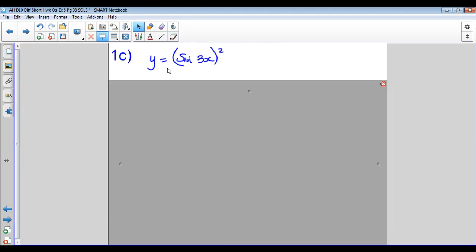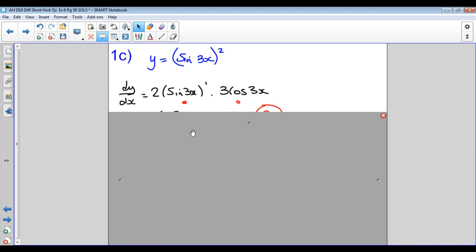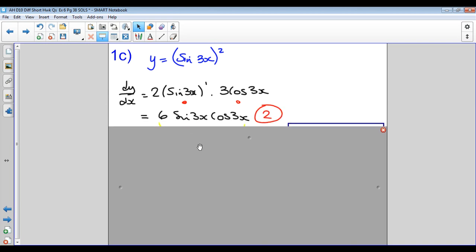This one here, just bring the 2 down to the power of 1 and keep in the bracket sine 3x. And then you can bring out the chain rule, 3 cos 3x. Remember, it's cos 3x, but 3 also comes out. Now, I'm only giving you 2 marks for this, and that is your answer.